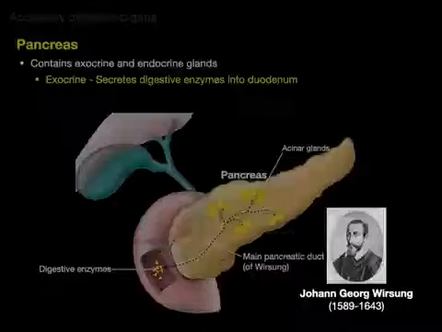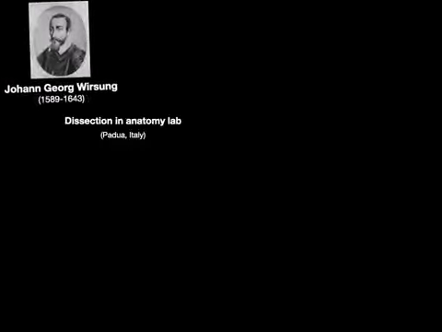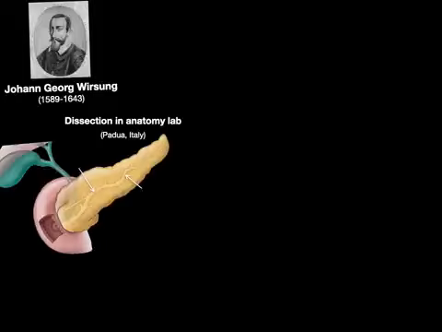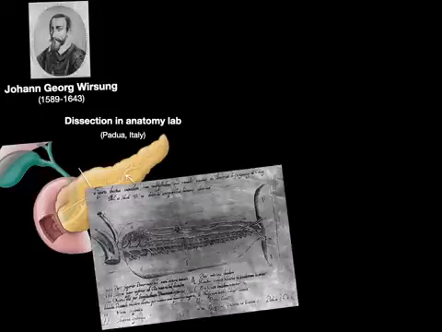So Johann Wirsung, he's a German anatomist that was dissecting in an anatomy lab in Padua, and in 1642, he discovered this duct in the pancreas. And he's like, ta-da, I'm going to name this. And so he did name it. And instead of publishing in journals, he decided he's going to put them on copper plates instead. So all these copper plates have this investigation.